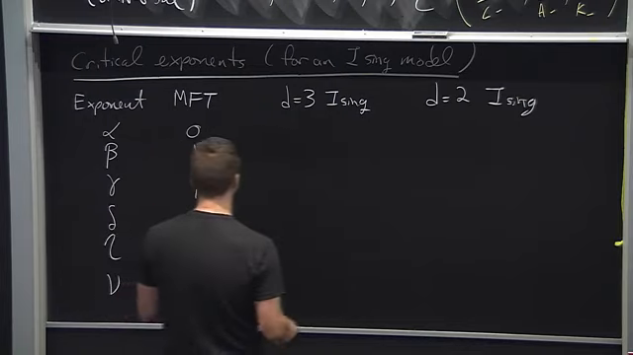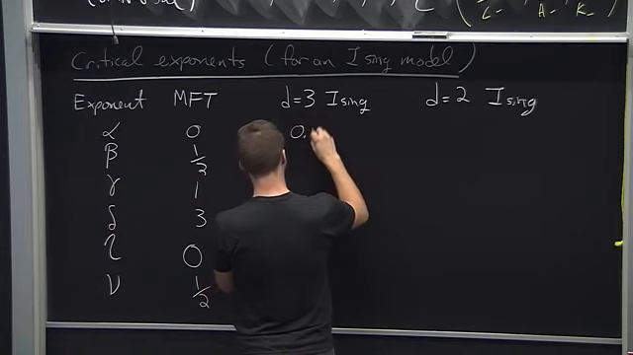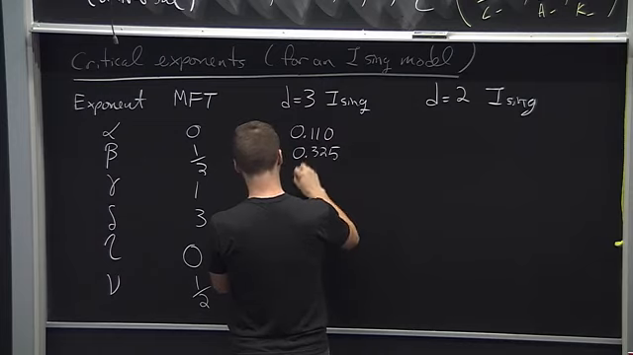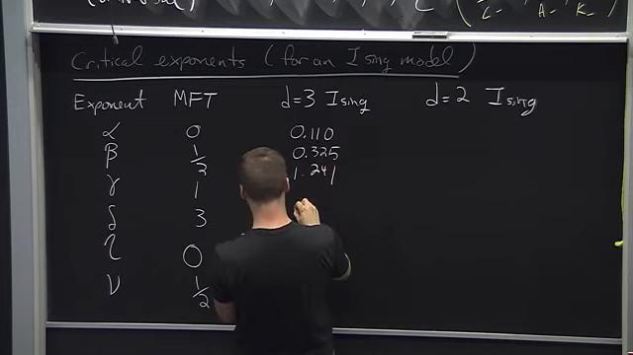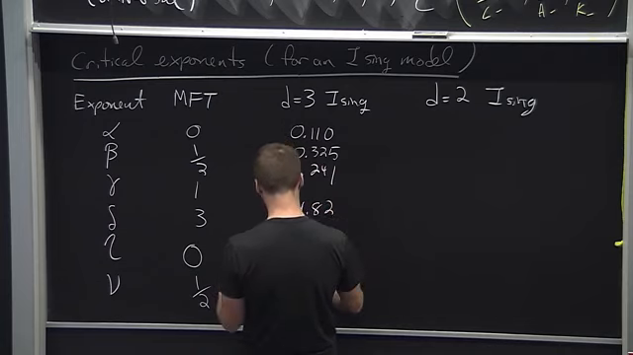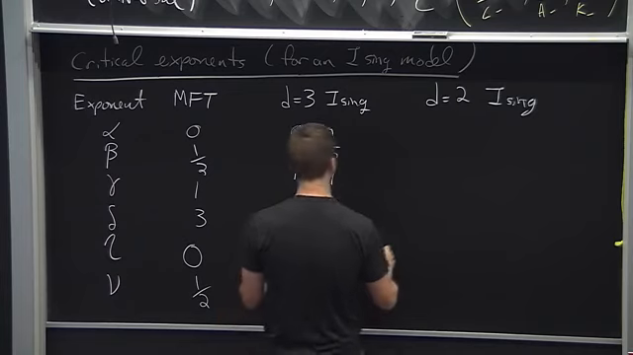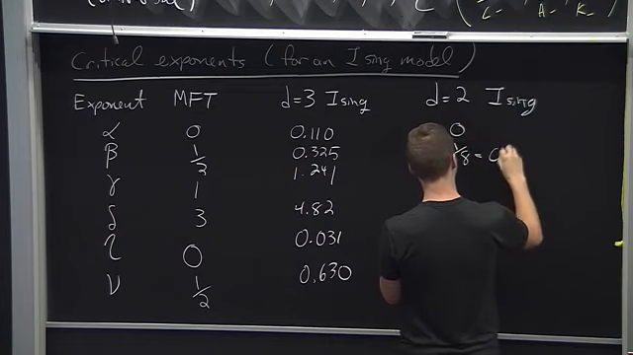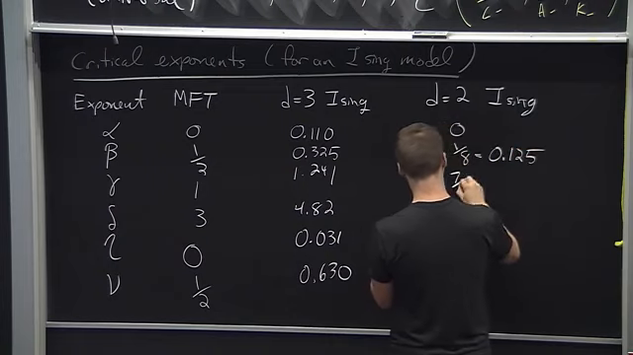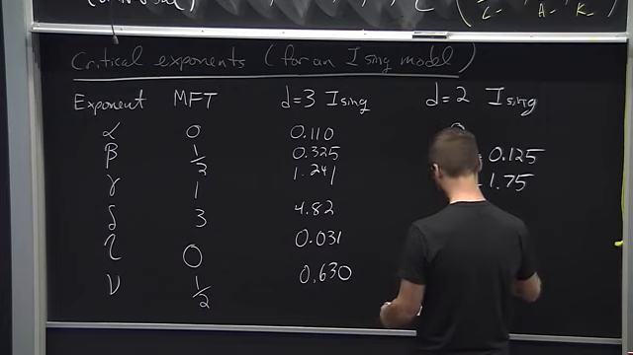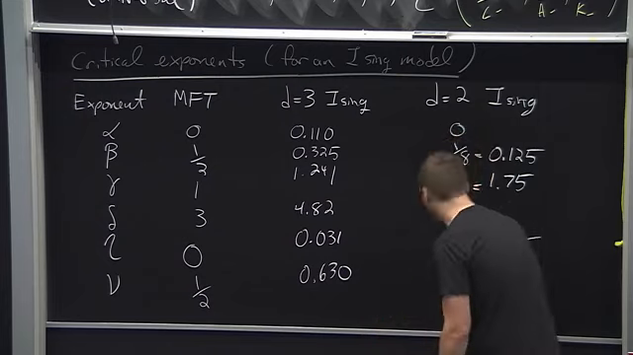Now I've written down the most accurate known values that I could find, presumably with a 30-second web search. Delta should be big, 4.82. That's for 3 dimensions, and for 2D they're different. Delta's big, 15, eta is 1/4, and 1 for nu.